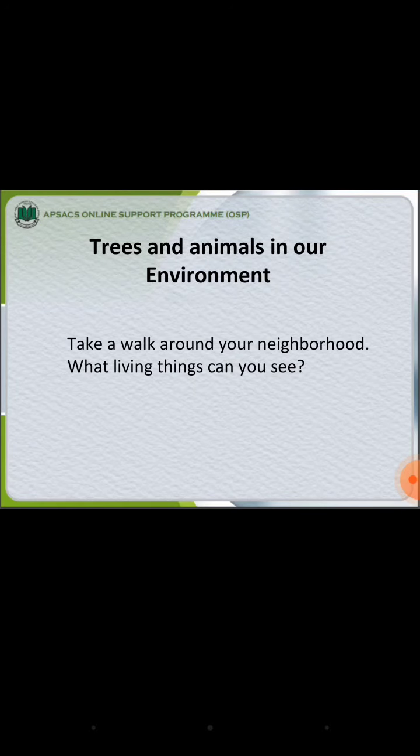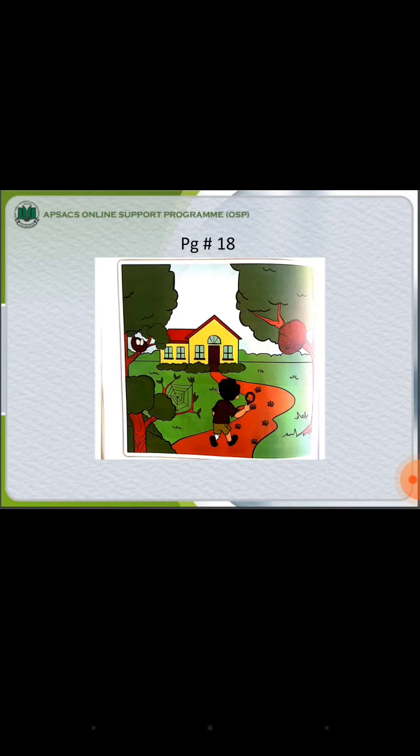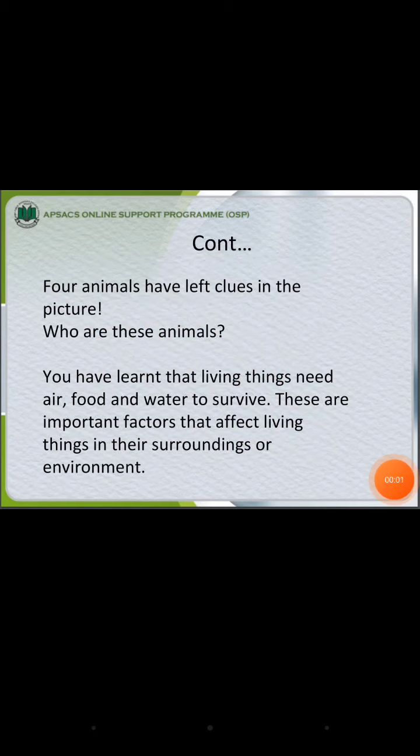Trees and animals in our environment. Take a walk around your neighborhood. What living things can you see? Tell me. Next, this is page number 18 from your textbook. Four animals have left clues in the picture. Who are these animals? You have learned that living things need air, food, and water to survive. These are important factors that affect living things in their surroundings or environment.